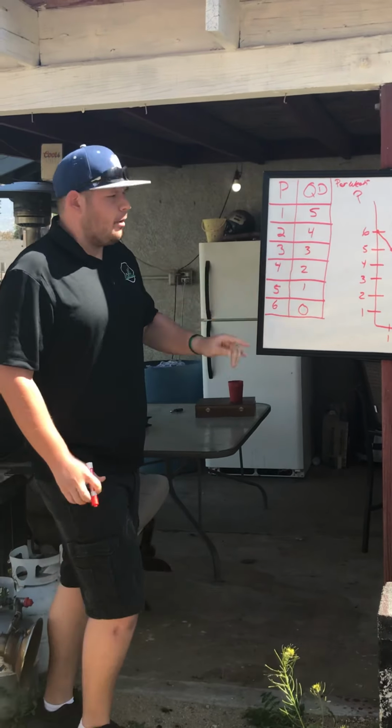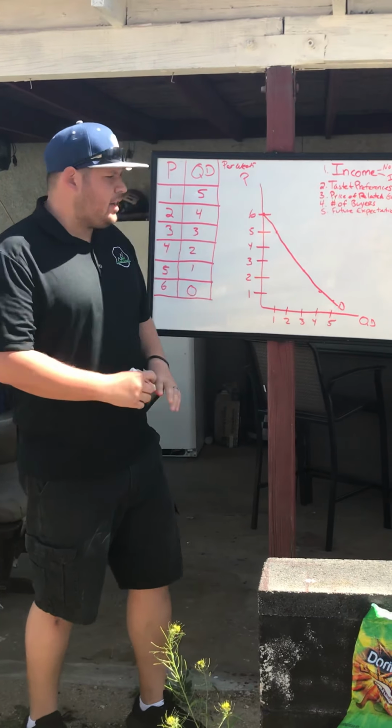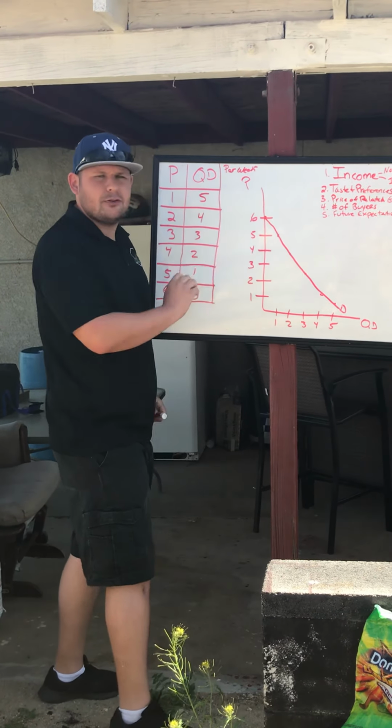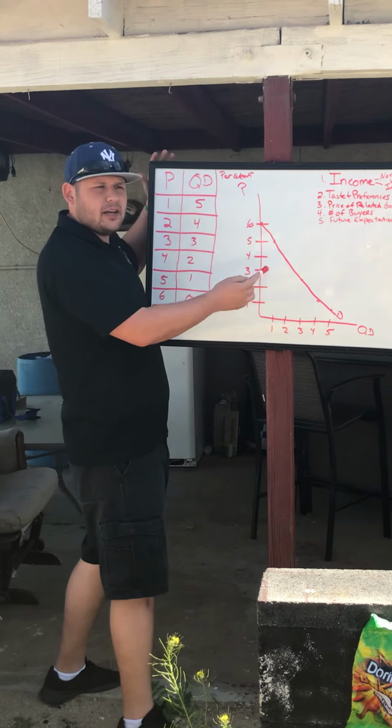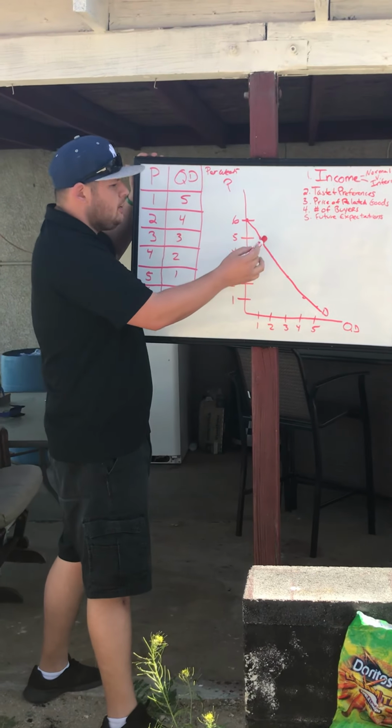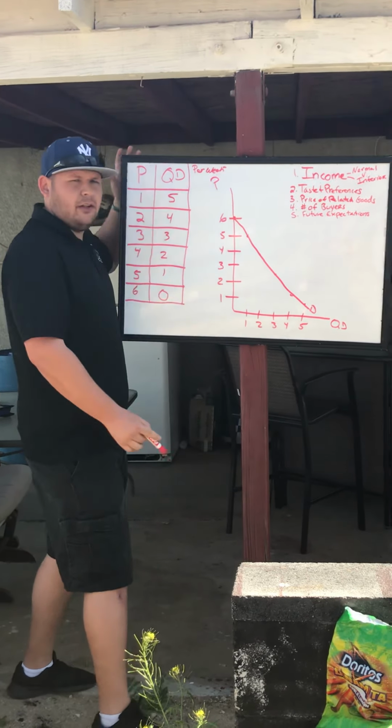So let's go on though. When we're talking about this line here, this is quantity demanded, it deals with price points. So if price goes up, we're moving up the line. Price goes down, we're moving down the line.